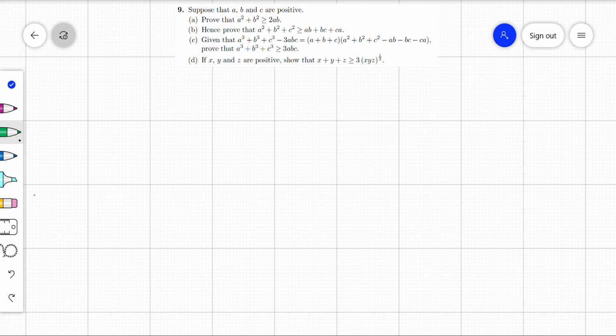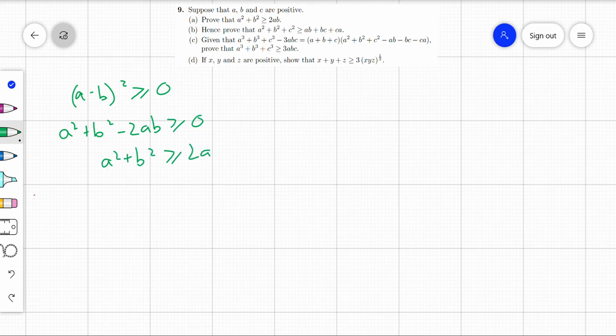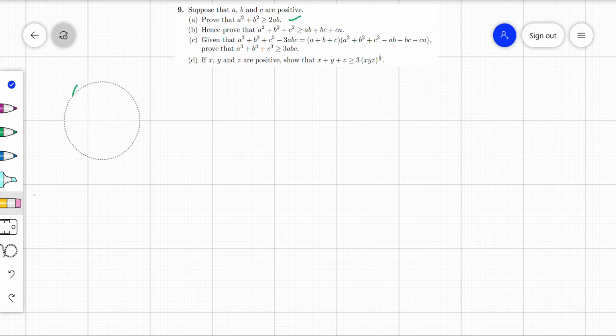Alright, so the first thing we have to prove is that a squared plus b squared is greater or equal to 2ab, and we already know, if we do (a minus b) all squared, that has to be greater than or equal to 0, and that expands to be that, and therefore a squared plus b squared is greater or equal to 2ab. So that's that first one. We're good with that. We do that all the time.